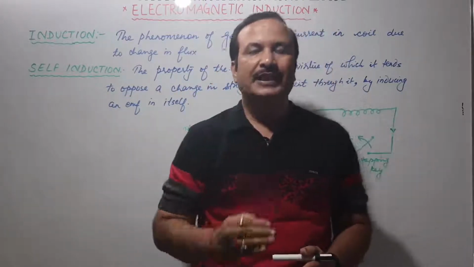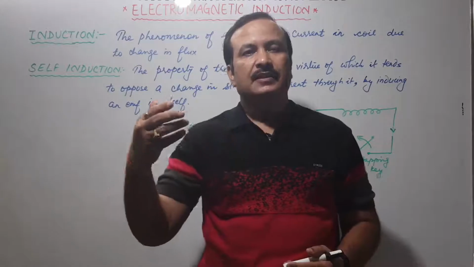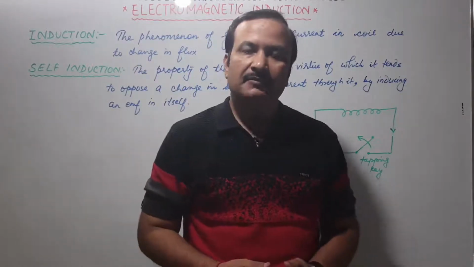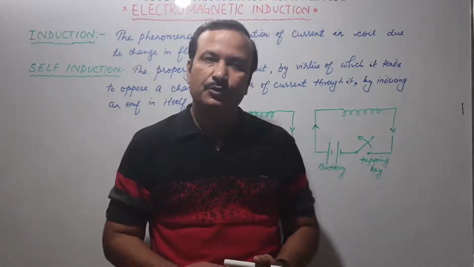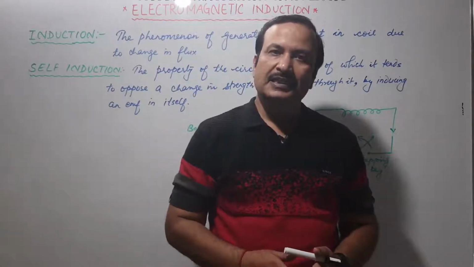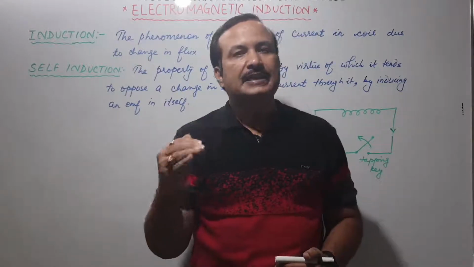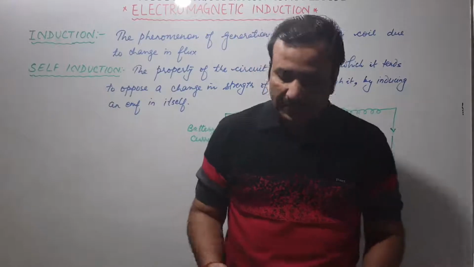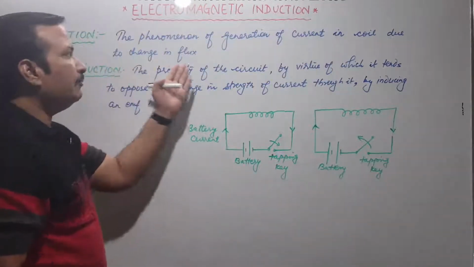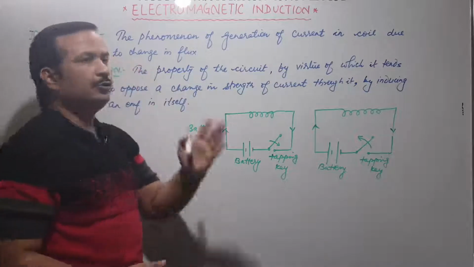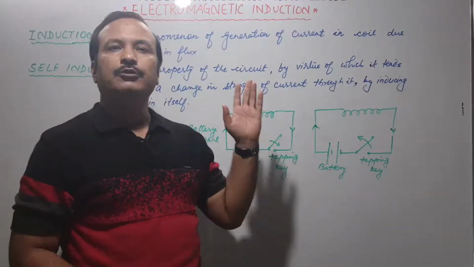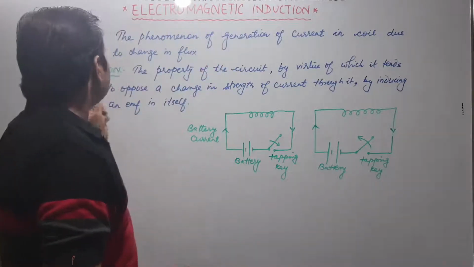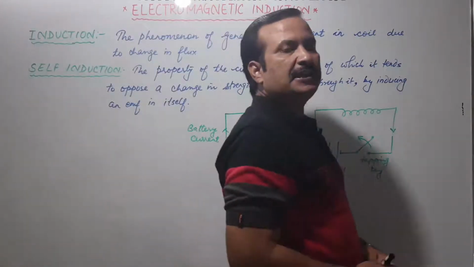The word induction itself says that something is going to be generated, induced. And what is that? We have studied from the beginning in the previous videos also under this electromagnetic induction itself, that whenever there is change in the magnetic flux, current is induced. The same thing, induction is nothing but the phenomenon of generation of current in the coil due to change in the flux. Here we will be dealing with change in magnetic flux. Okay. Now when it comes to self-induction, you will find it is the property.